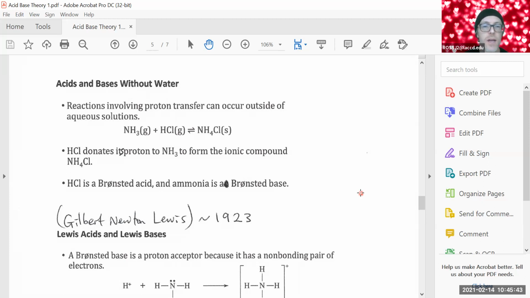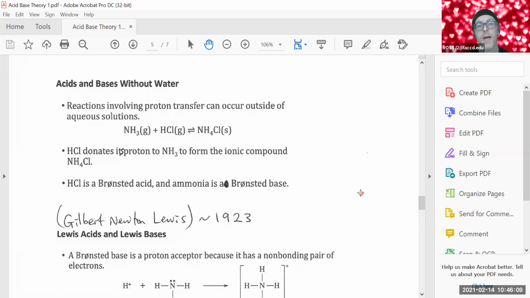So here we can see that HCl donates its proton. We know that HCl gas is actually not an acid, but it has the ability to donate its proton and produce an acid in an aqueous environment. So whether we call it acidic or not, it can definitely dissociate to produce H plus given the opportunity.